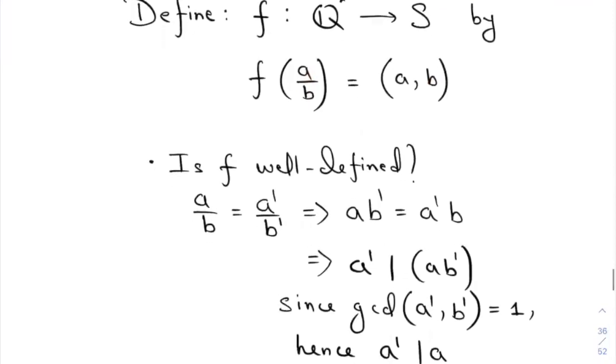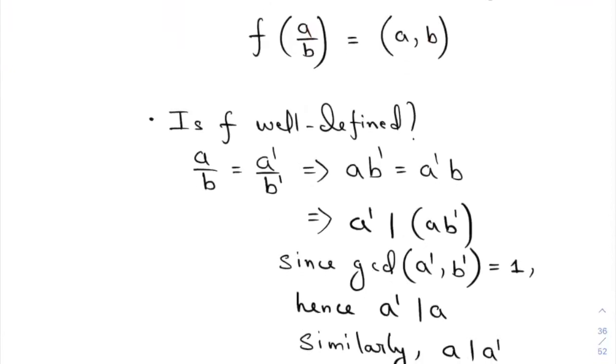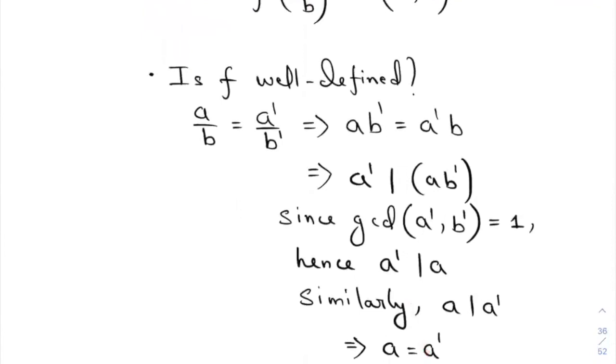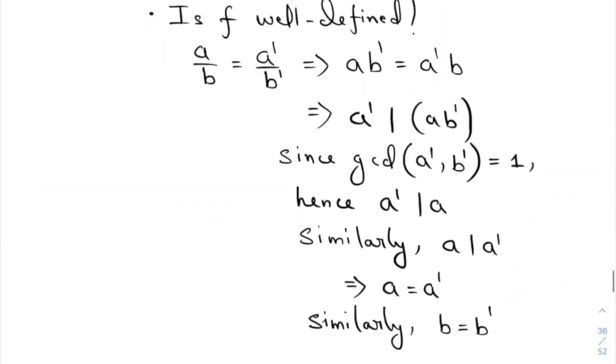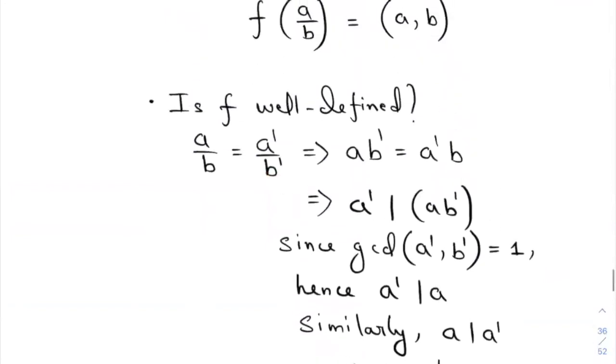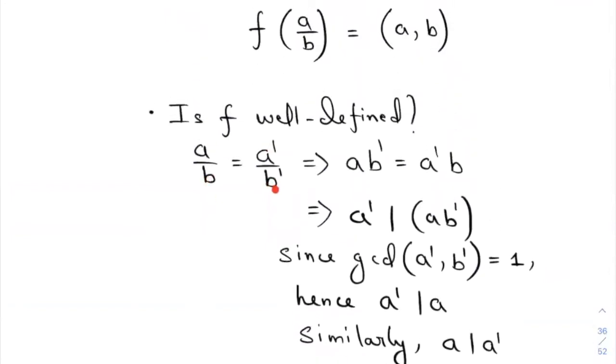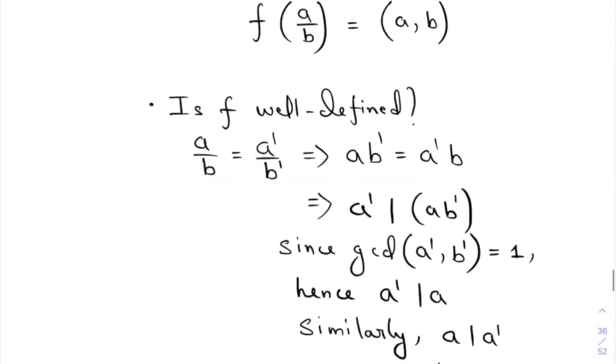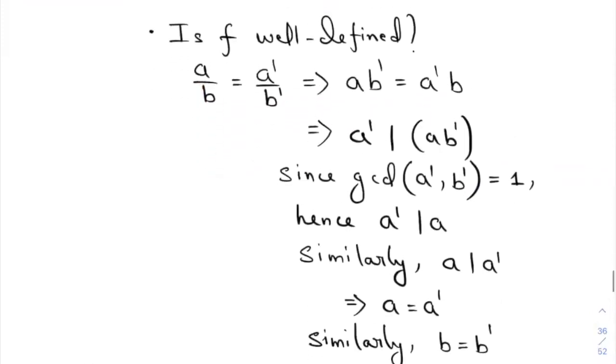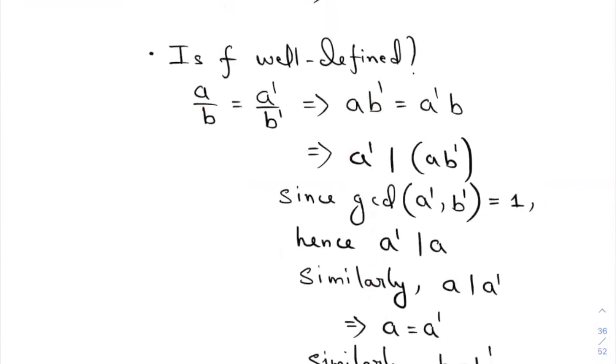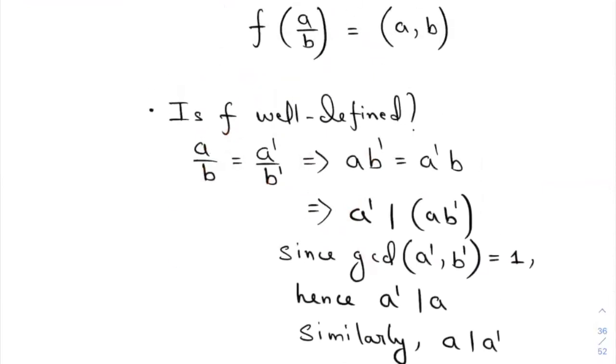Injective is enough. Here I checked whether it's well defined or not. Once again, that's a good exercise for you. Try to show that this map is well defined, which means that you show A by B equals A dash over B dash should imply that A comma B is equal to A dash comma B dash. So by doing this little calculation, all I'm doing is showing that if this is given, I can show that A is equal to A dash and B equals B dash, which would mean that A comma B is equal to A dash comma B dash. And that is the plan, right?